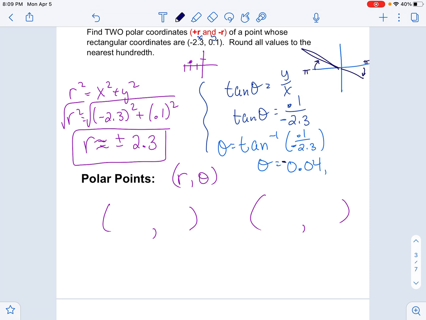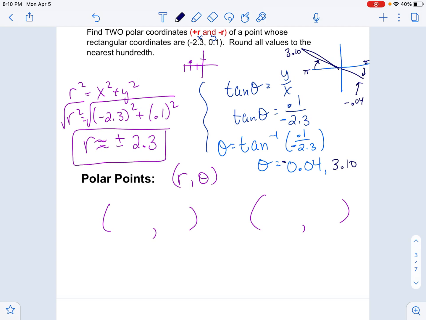So what would those angle measures be? This first angle would be negative 0.04, like we said. If I take pi and subtract 0.04, this gives me a positive angle of 3.10. All right, so that gives me a negative angle and that gives me a positive angle, and that's okay. I'm just looking for two angles that get me to those polar coordinates.